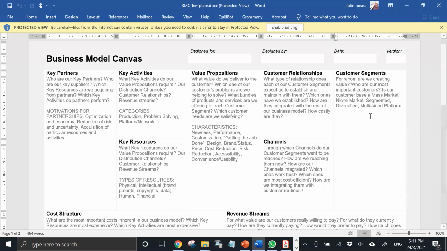So sometimes you get confused. For example, you use a courier to send your product to your customer, to the one who actually pay for it. Your courier is not your customer, even though you pay for the courier. The courier is the key partners. So there is a difference between customer and key partners. Customer is the one who pay for your product.